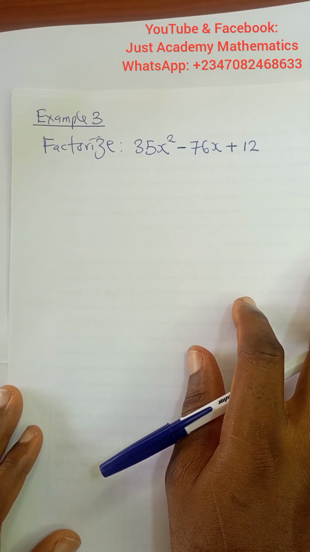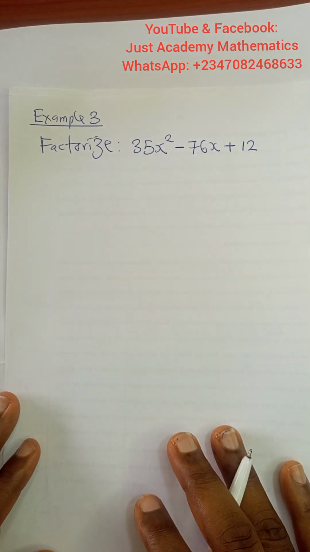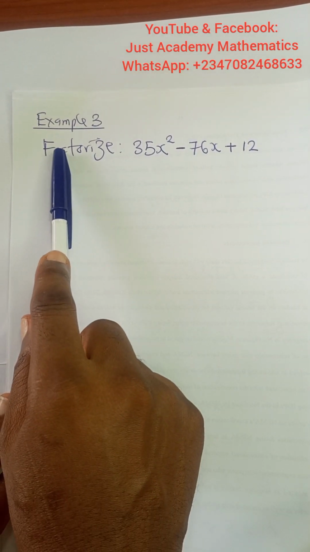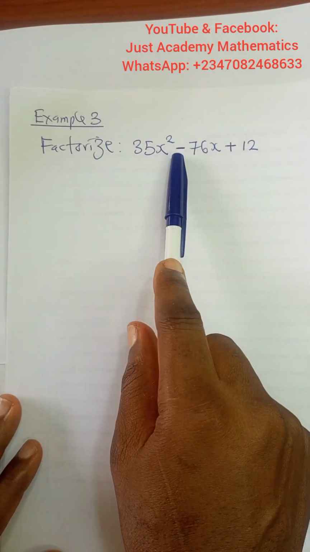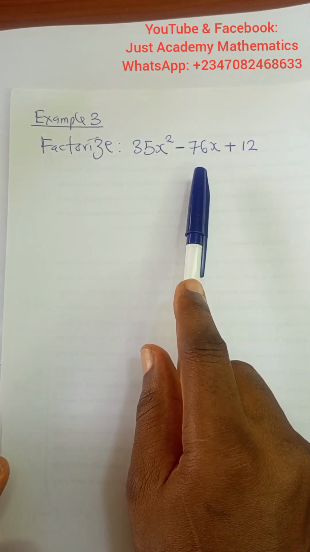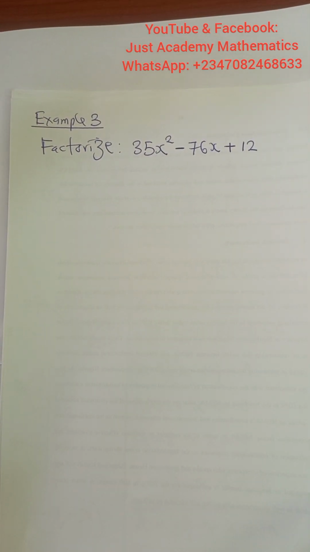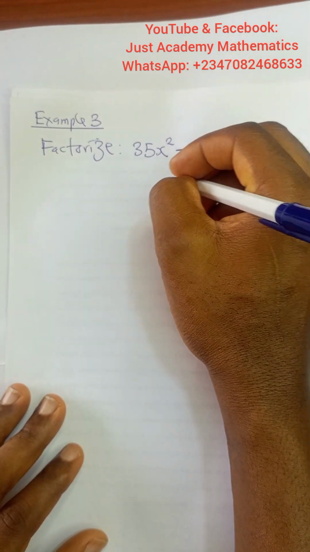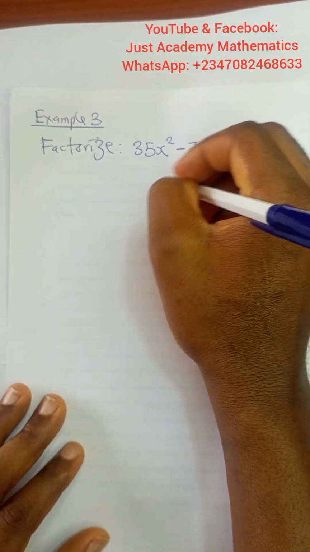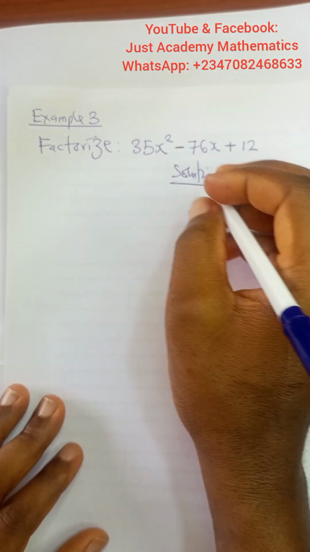Now look at this example 3. Example 3 says factorize 35x squared minus 76x plus 12. The same thing. Solution. We want to factorize this.